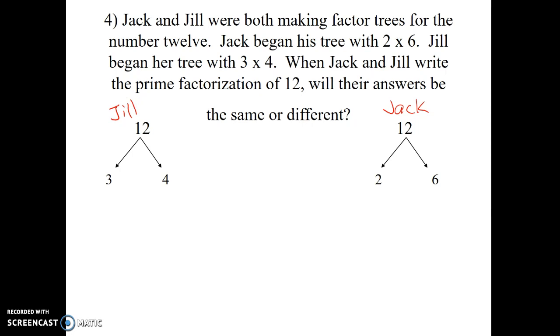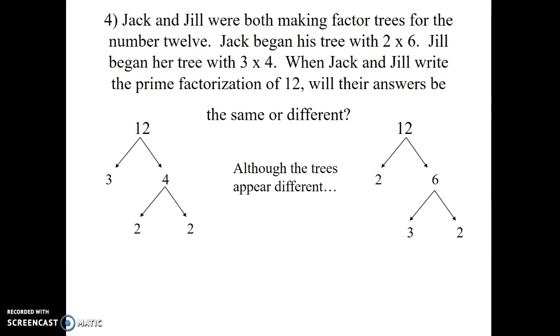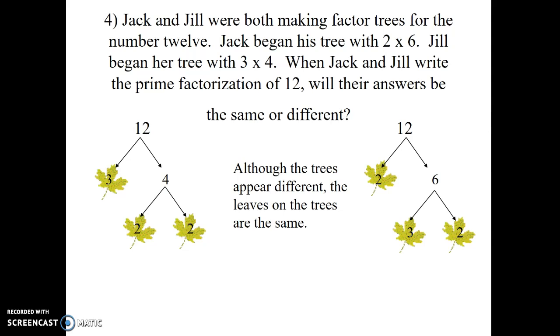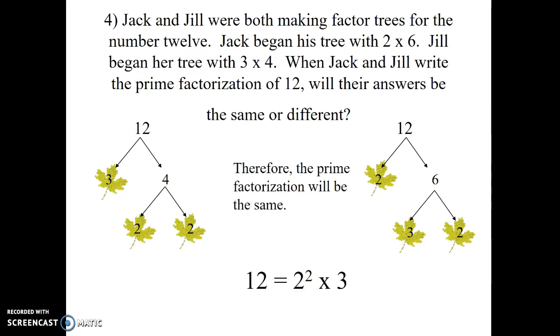Let's see what you thought. Even though these appear to be different, when they get worked out and completely factored, they have the same leaves on their tree. And their prime factorization, both Jack and Jill, got 2 to the third times 3.